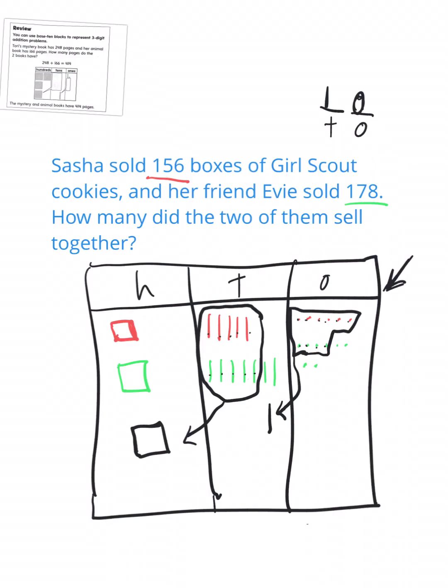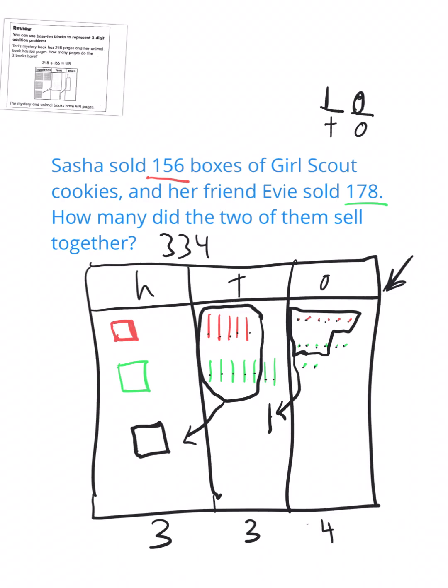And now we can actually just count how many we have. So we have 3 hundreds. We have 1, 2, 3 tens with that new one we created, and 1, 2, 3, 4 ones left over. So we have 334 cookies total.